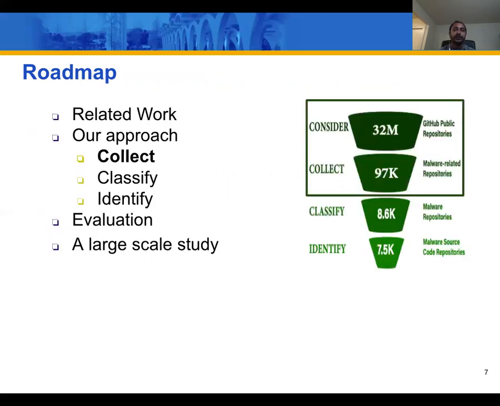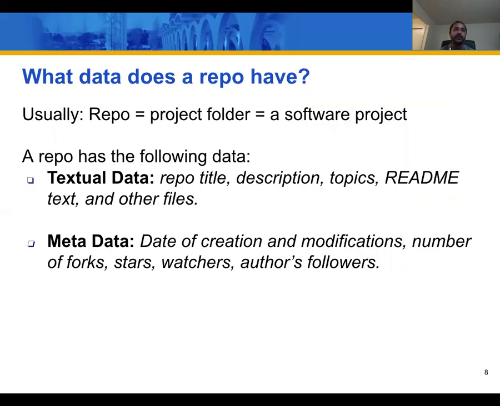Next, we will dive into the collection. How do we collect these repositories from GitHub? So what is a GitHub repository? A GitHub repository is just like a software project. Here you will have the source code of the repositories, and there are some files and data set, and there are some readme file where usually the author of the repository gives the instruction how to run this project.